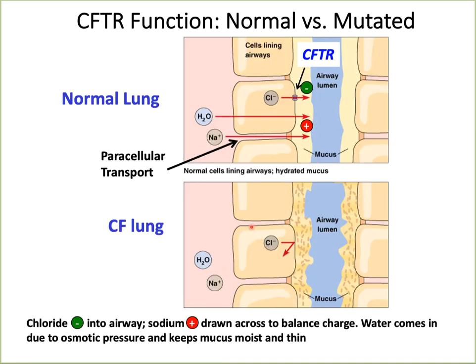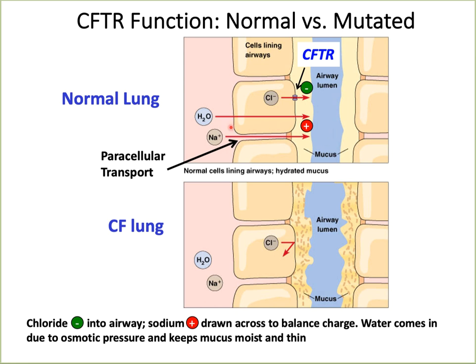So this is how the CFTR works in a normal lung and CF lung. There are epithelial cells that line the airway of the lungs, and these produce and secrete a mucus that ends up in the lumen of the airway. So what happens in the normal situation is that the chloride is transported into the lumen through the CFTR protein. So now there is a net negative charge in this mucus that has been secreted by these cells.